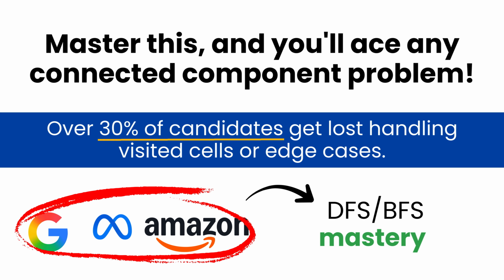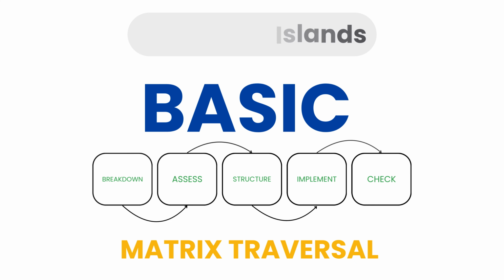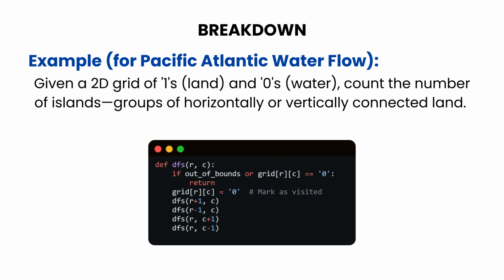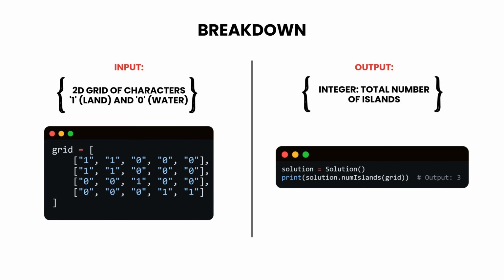Let's solve Number of Islands using the basic method, breaking down the problem step by step, so you can handle any matrix traversal with confidence. Given a 2D grid of ones (land) and zeros (water), count the number of islands, groups of horizontally or vertically connected land. An island is surrounded by water and is formed by connecting adjacent lands. Input: a 2D grid of characters 1 (land) and 0 (water). Output: an integer, the total number of islands.